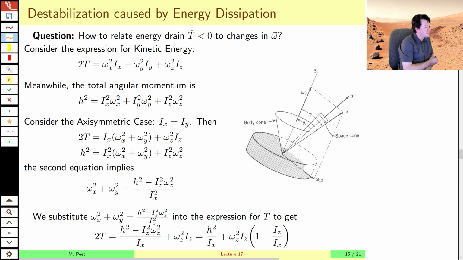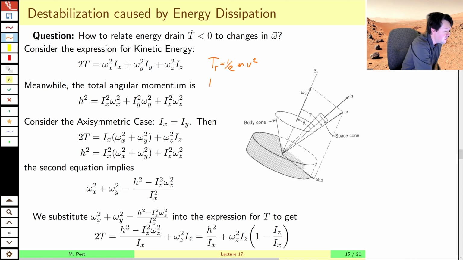So let's look at an analysis. First of all, if we're talking about dissipation of kinetic energy, it's worth talking about the definition of kinetic energy. Kinetic energy, as you may have learned, is like 1/2 mv squared. Well, that's translational kinetic energy. We're not interested in translational kinetic energy. We're interested in rotational kinetic energy. So what is rotational kinetic energy?